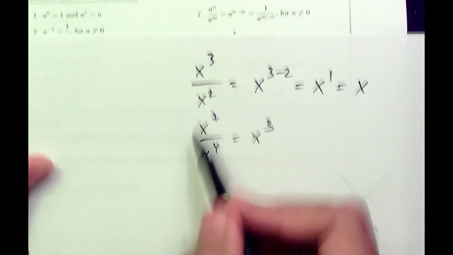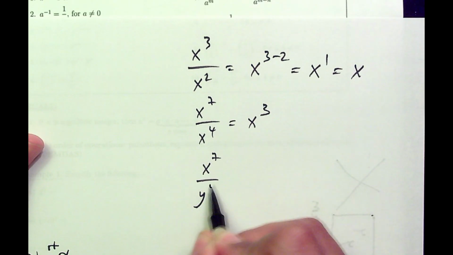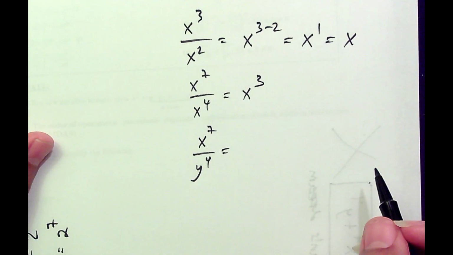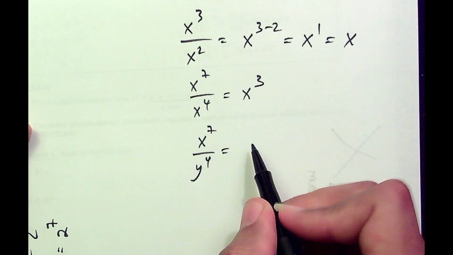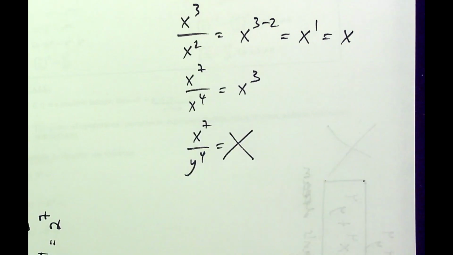If the bases were not the same, so if you have something like this, x to the 7 over y to the 4, then you cannot do anything with this. This is like a dead end. You cannot simplify that. It's over. It has to be the same base.